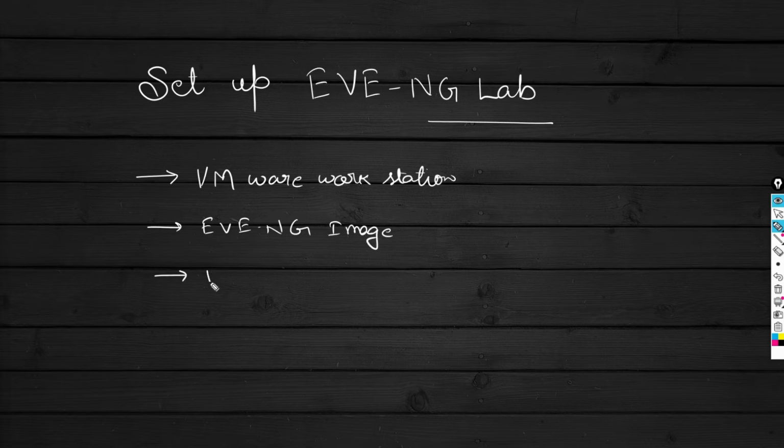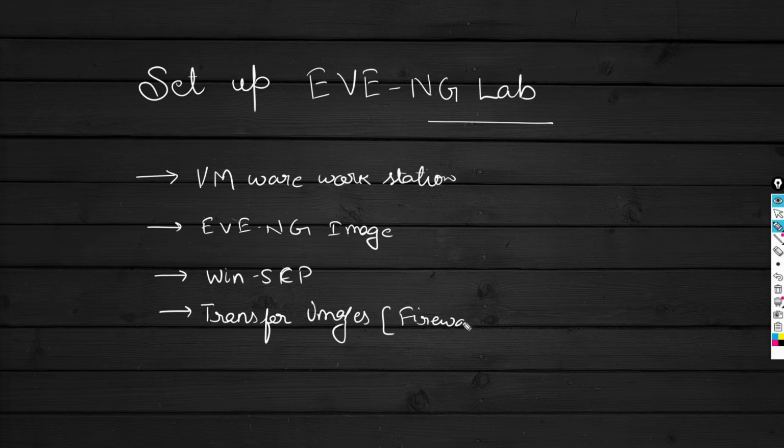Third thing, you need WinSCP. That's basically an FTP software, and it helps to transfer images from here to there. We use WinSCP to transfer the images. By images I mean the actual device images, like firewalls, routers, servers. These images we will be transferring using WinSCP. So all these things we have to download. Let's jump on to the download, where you will be downloading them.